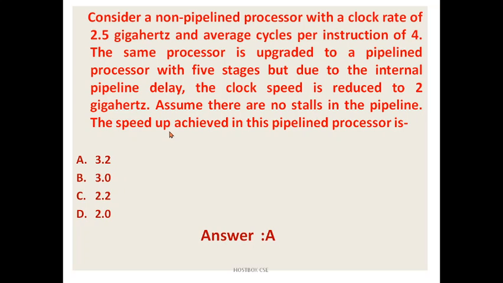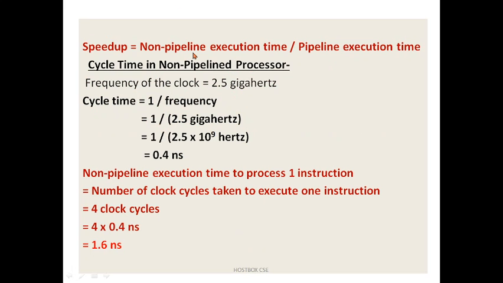So if you want to solve this problem, you have to highlight the formula: speedup is equal to the execution time taken to complete the non-pipelined processor divided by the execution time taken to complete the pipelined processor. And moreover, you have to separately calculate the cycle time. There will be a formula. So speedup equals what? Non-pipeline execution time by pipeline execution time. This is the one we have to solve.